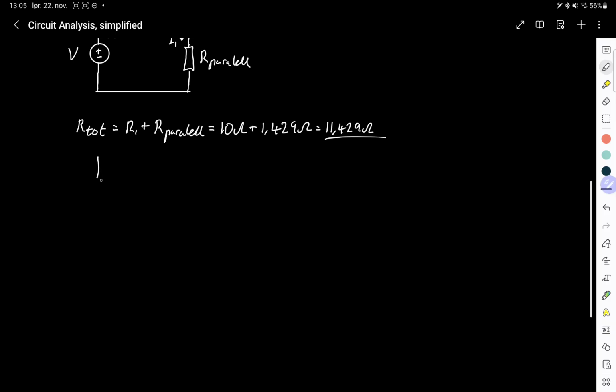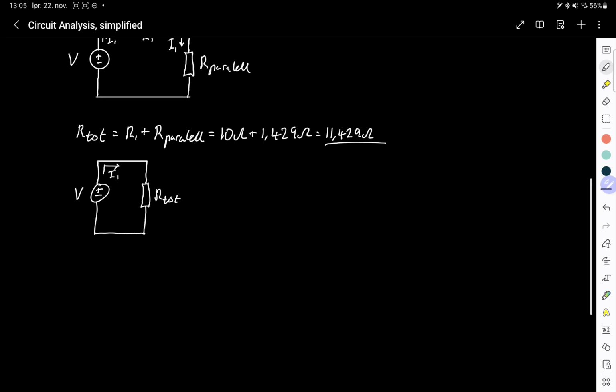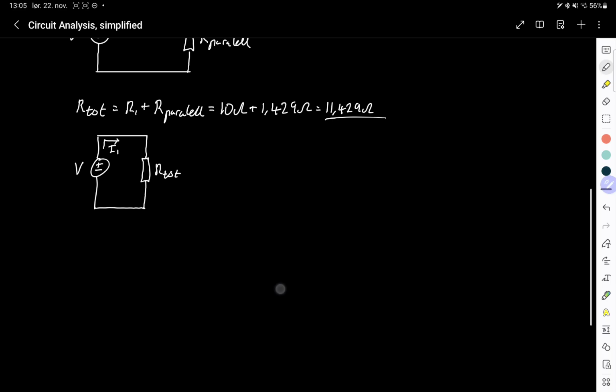And then we can obviously just simplify the circuit one more time. You don't need to do this every time. It's just to show you how we are simplifying this circuit. So this is now R total. Still exactly the same voltage, same current. And now, since we've got this R total and such a simple circuit, we can actually solve for I1.